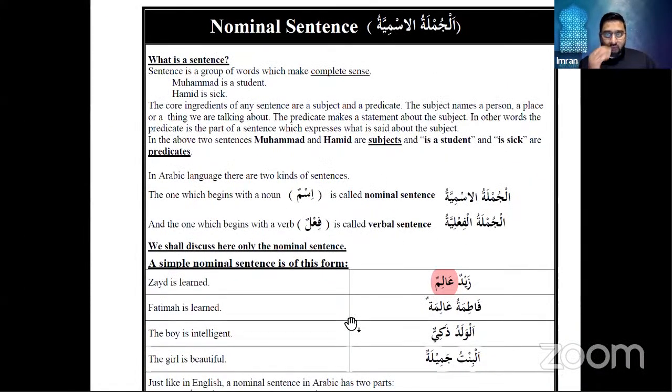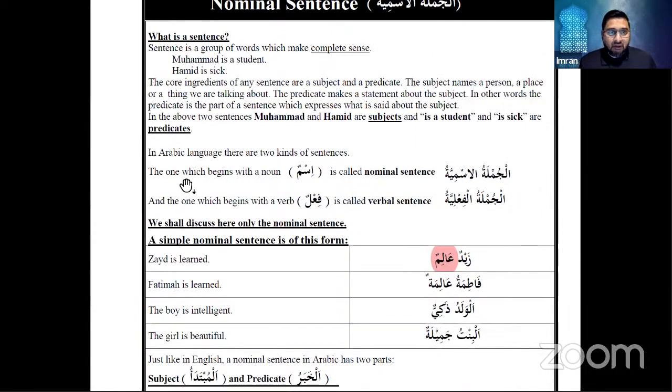And then I also explained about sentences. So in the English language and the Arabic language, we can have 2 types of sentences. What are these 2 types of sentences? One is a sentence which starts with a noun, like Zaid, Fatima, Al-Waladu, Al-Bintu. So all of these are nouns and names of individuals. So when a sentence starts with a noun, it's called a nominal sentence.